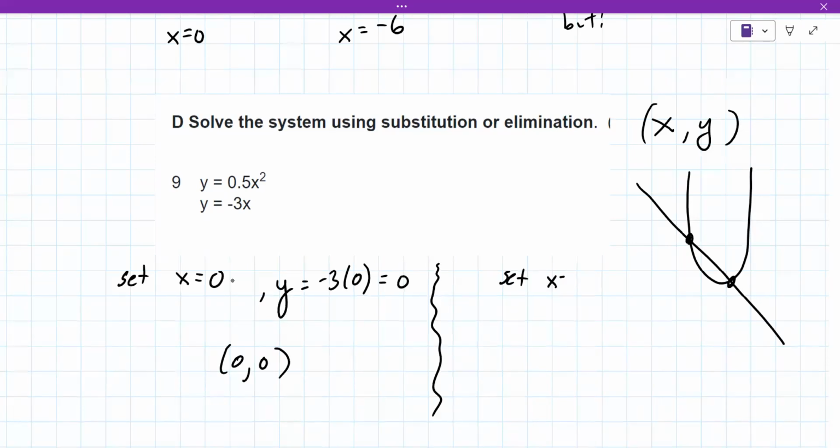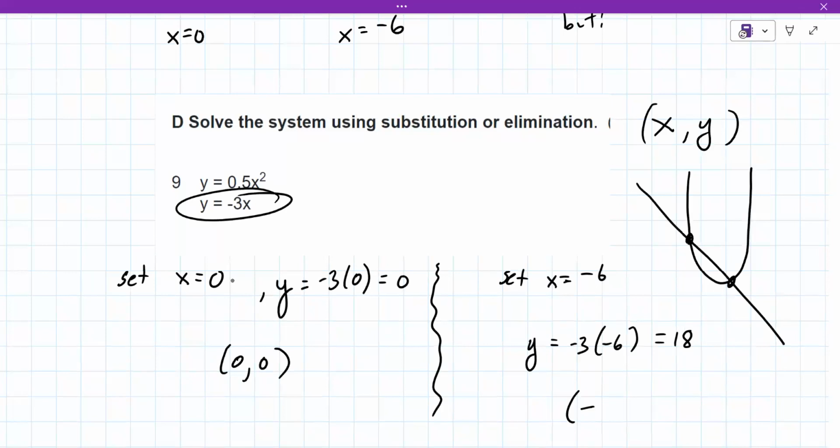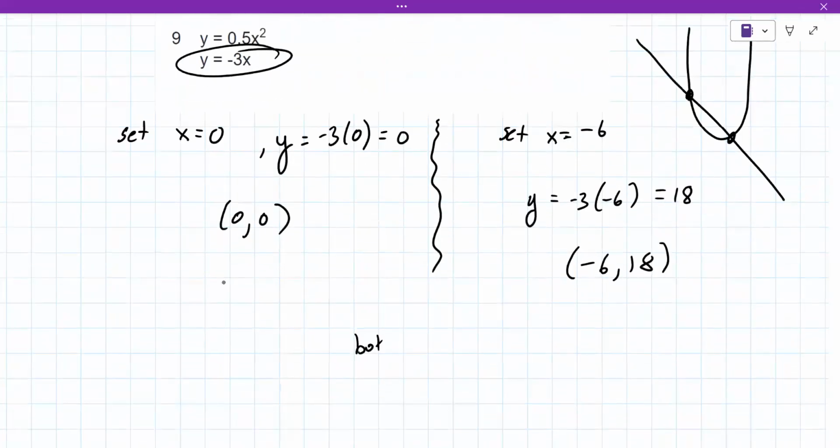Now you do the same thing for that one. You set x equal to -6. Well, you have to find y. y is -3x, we're using that second equation. -3 times -6 is 18. So your second solution is -6, 18. These are both solutions.